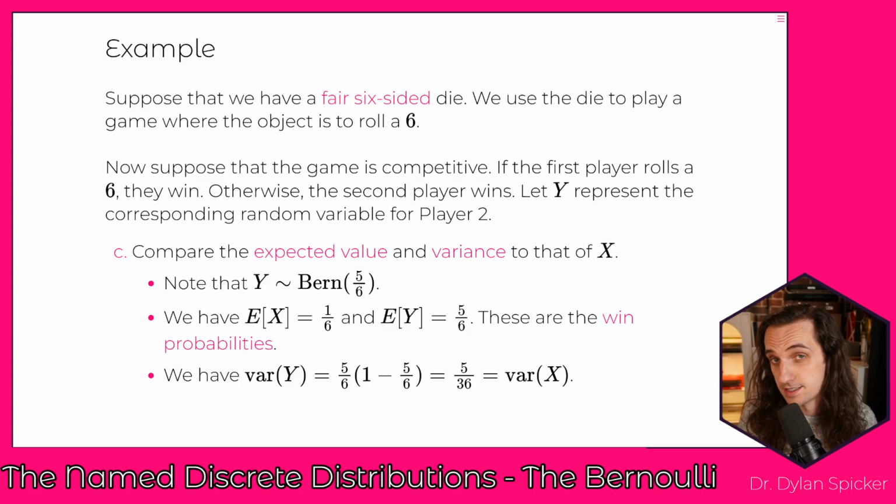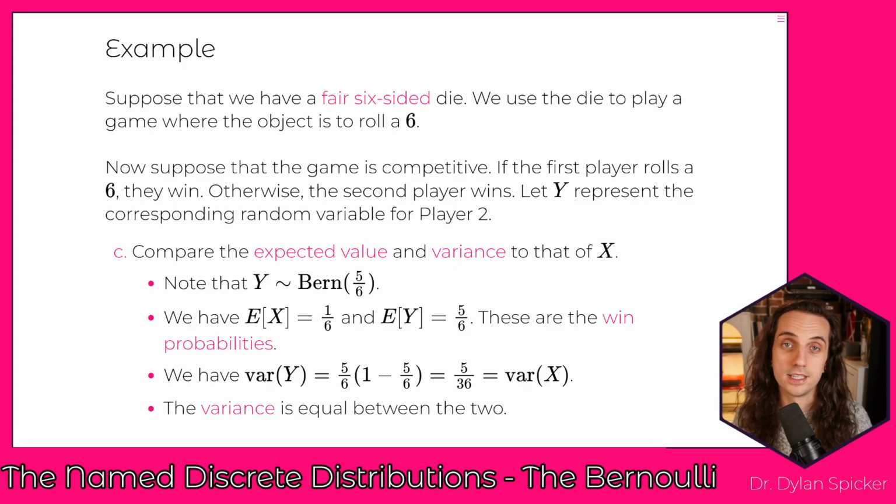For the variances, the variance of y is going to be 5 over 6 times 1 minus 5 over 6, which actually gives us 5 out of 36. This is exactly the same as what we found for the variance of x. And so the expected value of y is higher, but the variances are the same for both x and y. Okay, so the variance is equal, even though the expected value of y is higher than the expected value of x.